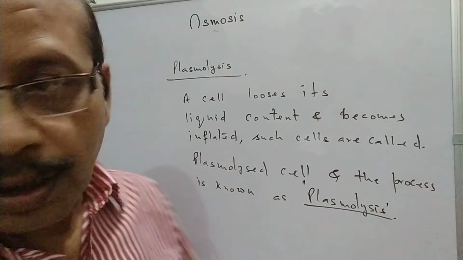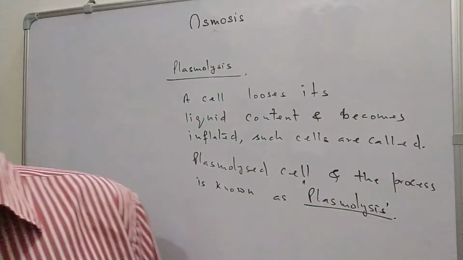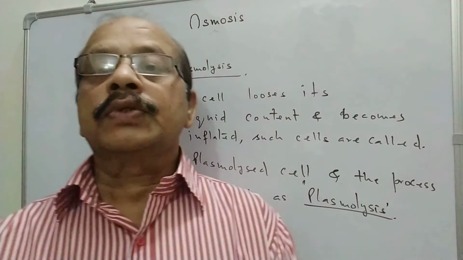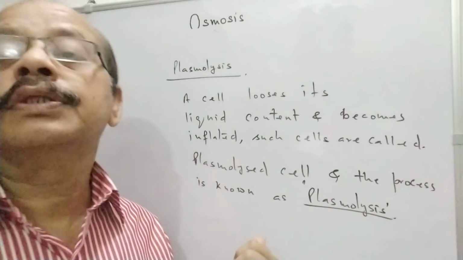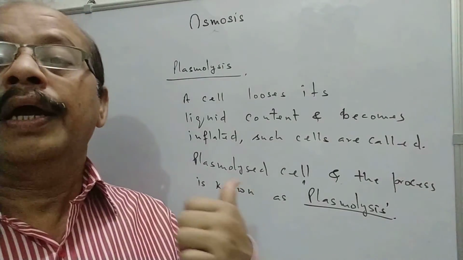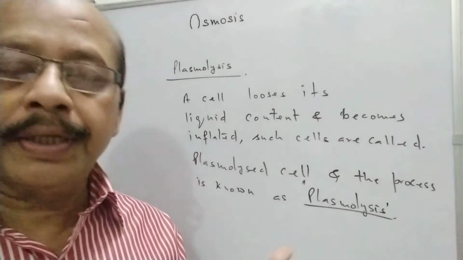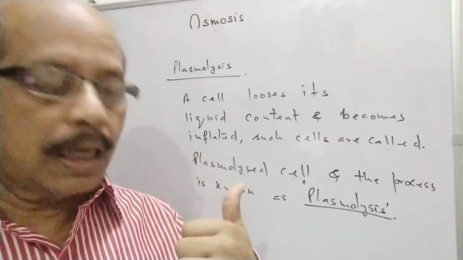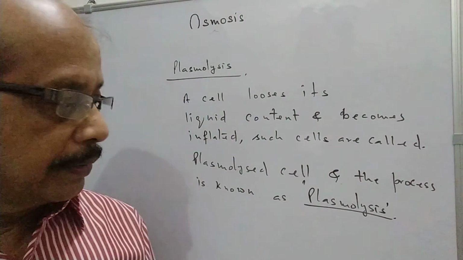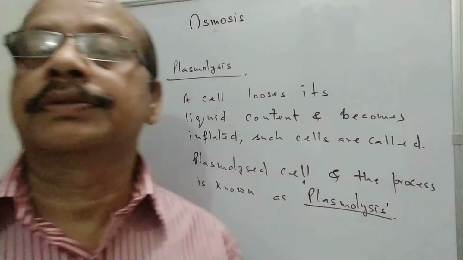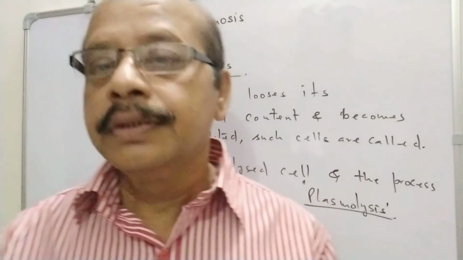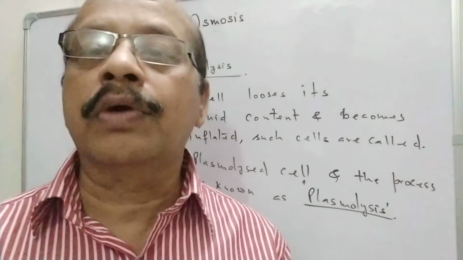Now I think it is clear to all of you. So this is all about osmosis, endosmosis, exosmosis, isotonic, hypertonic, hypotonic, and plasmolysis. I think the whole phenomenon is clear to all of you.